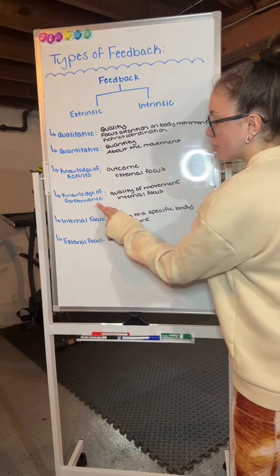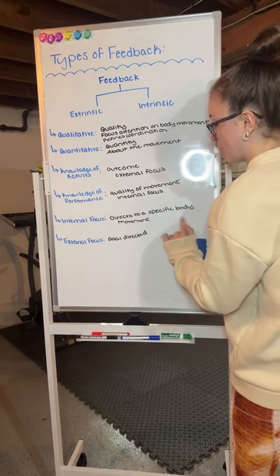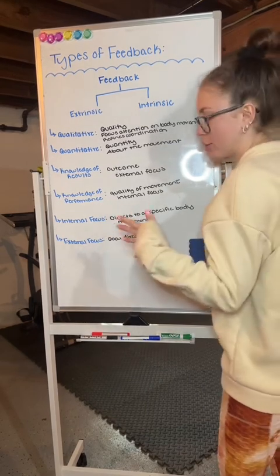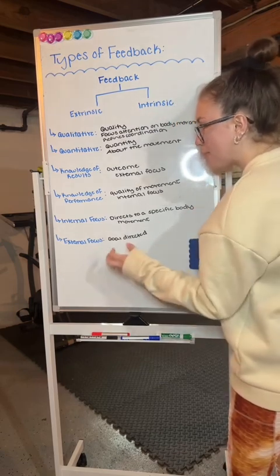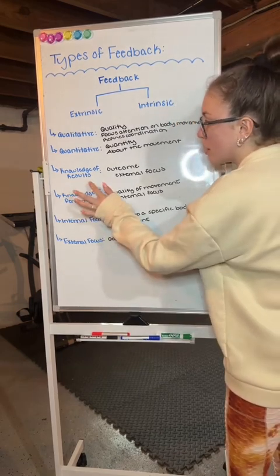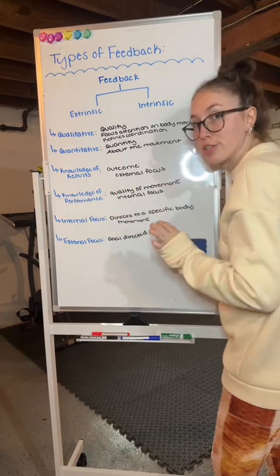So with that internal focus, we're directing the attention on a specific body movement. So remember, this is what we're doing with knowledge of performance. It's a very specific body movement rather than the whole picture. So if we're talking about an external focus, this is really goal-directed, all about the big picture. So remember, this ties into our knowledge of results, which is the outcome of the patient's performance.